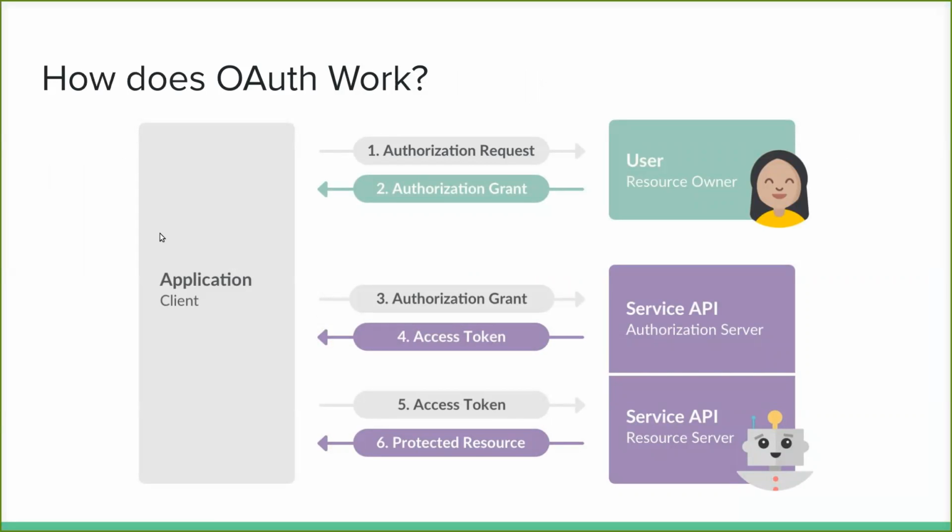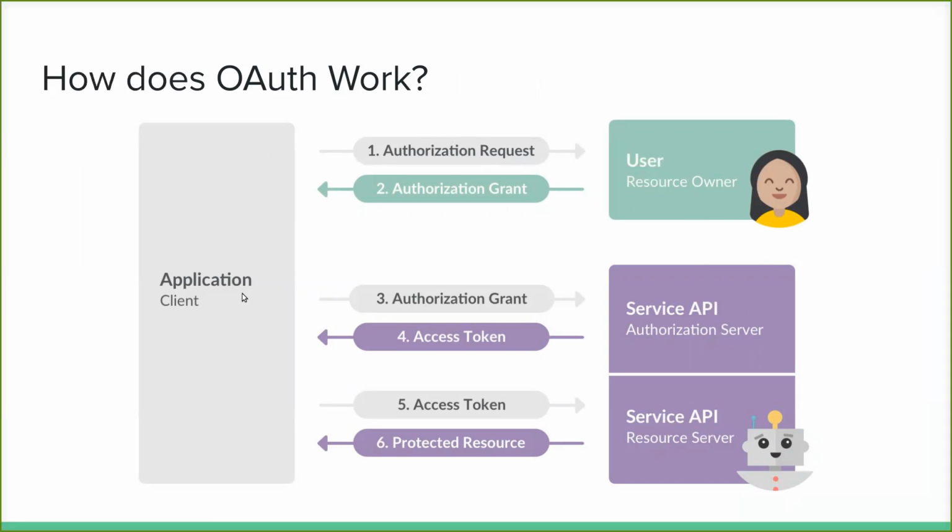Looking at a diagram for how this works, the most basic form is you have your application and your client, and there's going to be something that you need from another service. We'll pretend that that service is Google because that's the most used one. The app that you're on is going to send an authorization request to the resource owner, Google, and they're going to send an authorization grant. This is going to be a type of code that you can hold on to.